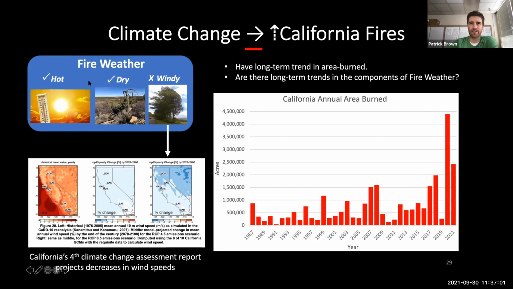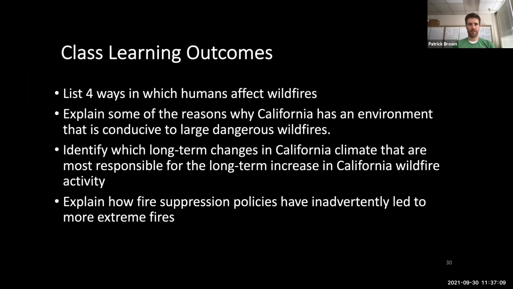But both of those things are increasing, and so those are our main conditions that are changing, that are causing California to be more conducive to wildfires in the long run. So these are the long-term changes in California climate that are most responsible for the long-term increase in California wildfire activity from a climate change perspective. Okay, so then there's this other thing going on, the fire suppression policies.